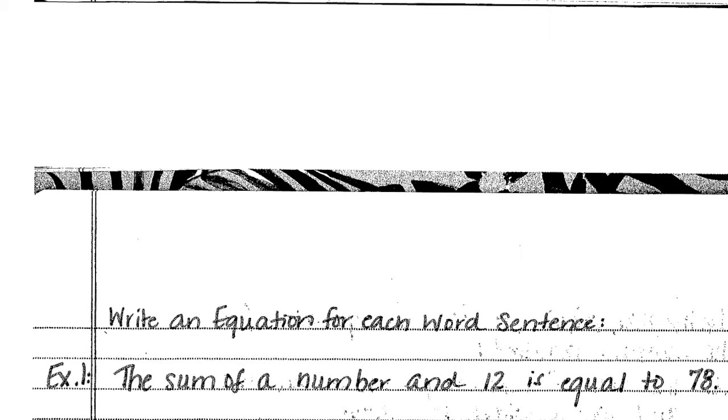The sum of a number and 12 is equal to 78. When you see the word sum, sometimes you have to put it in parentheses. In this case, you don't have to, because n plus 12 equals 78 will be the same as n plus 12 equals 78.